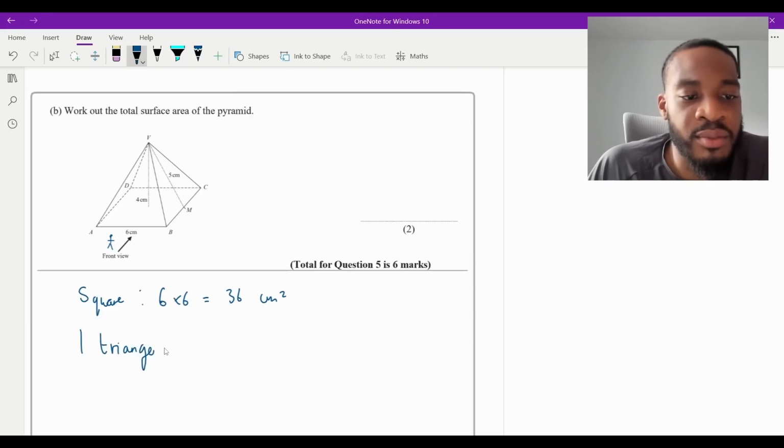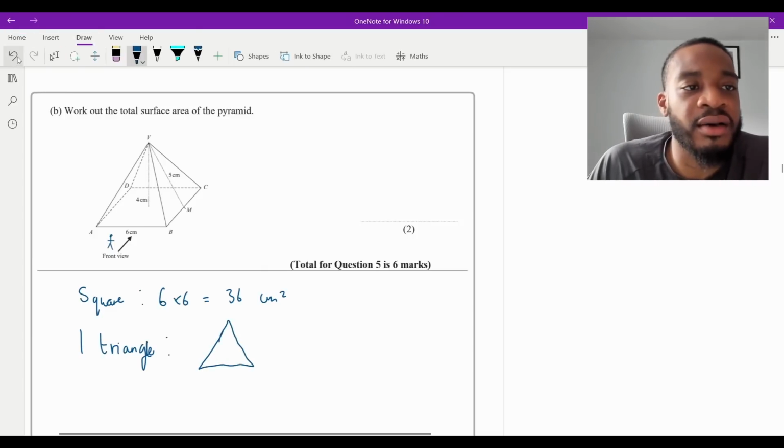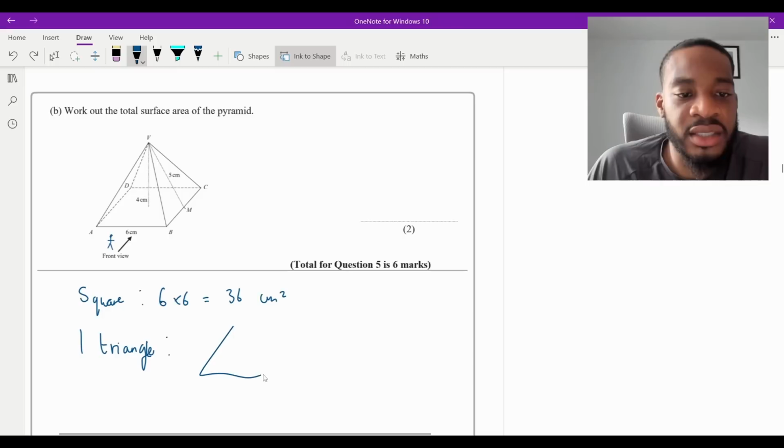So the triangle in question is going to be, I'll do it like this. Now, you've got to be careful here. So the dimensions of this triangle, it's still going to be 6. But now think about it. The triangle itself is going to be on this surface here. And the height of it here, the perpendicular height, is going to be 5, isn't it? Right? So you've got to be careful. It's not going to be 4 this time because you're actually on the triangle. So it's going to be 5.